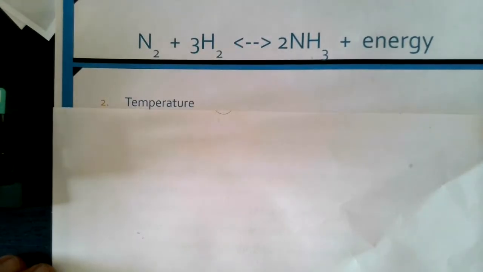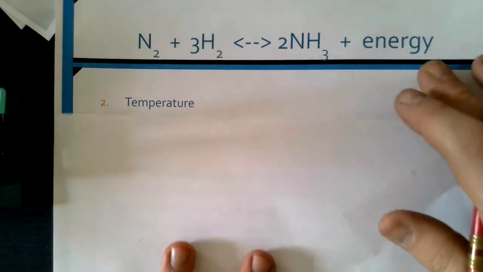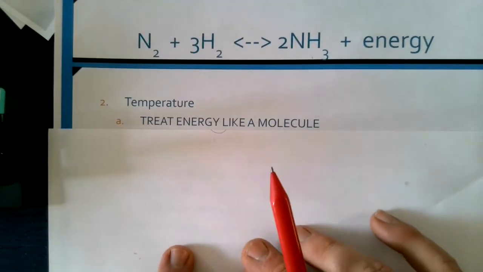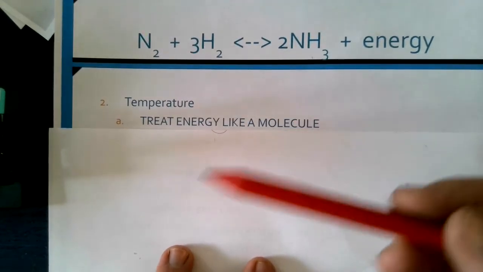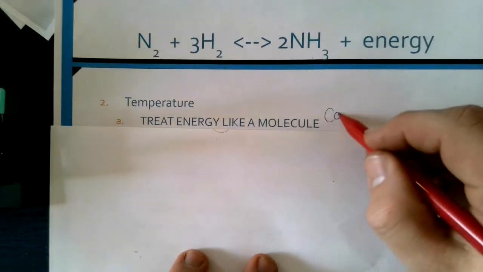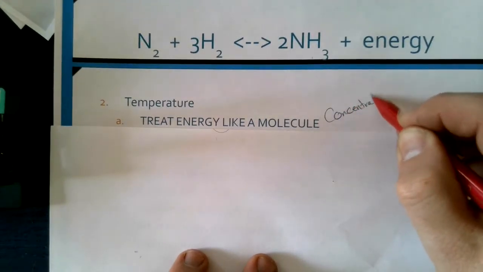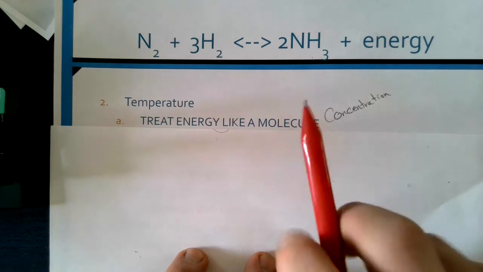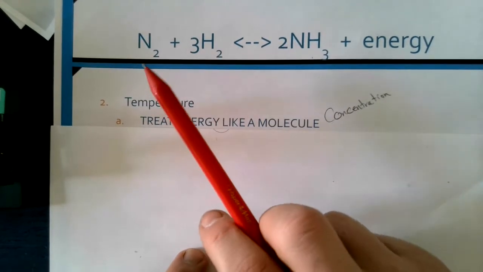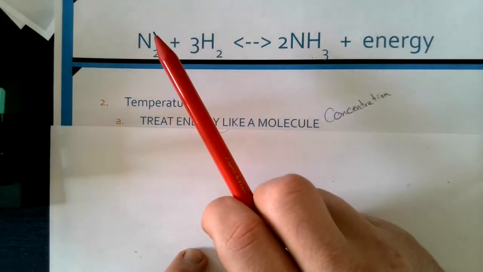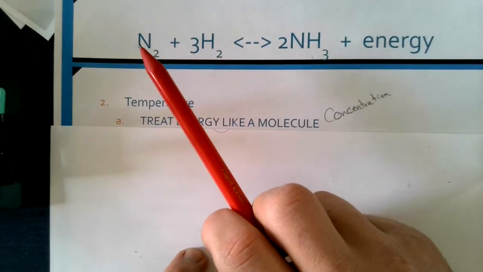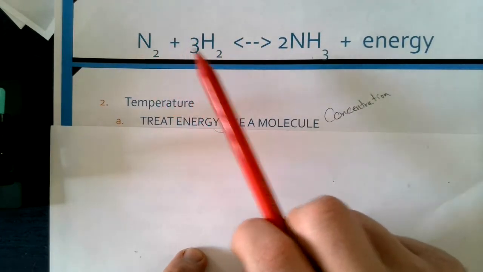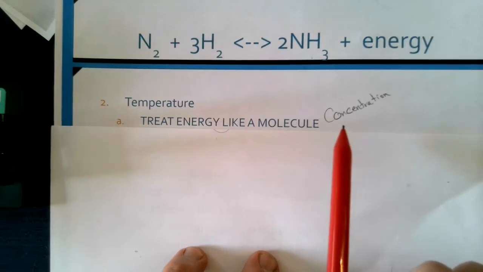So temperature. What happens when I change it? How do I look at it from an equilibrium standpoint? Well, I want you to treat it like a molecule. Like treat it like what we just did, changing the concentration. Right? From the last video, if I increased N2, that created more collisions, and more collisions shifted this to the right.